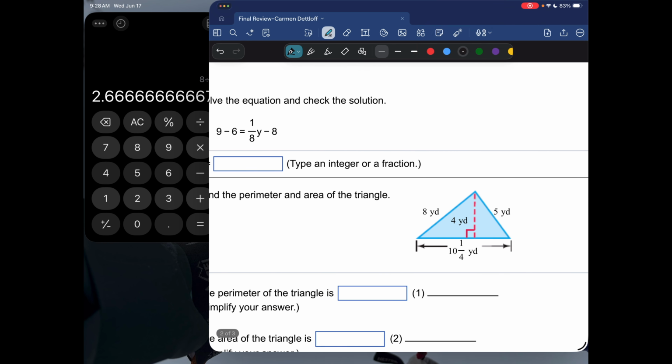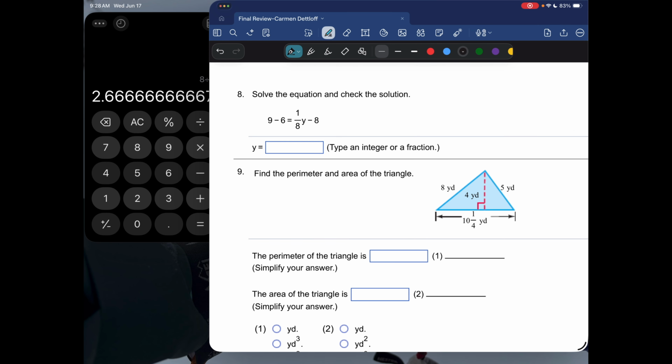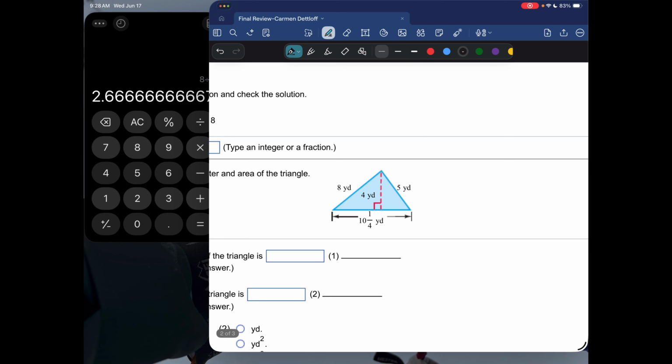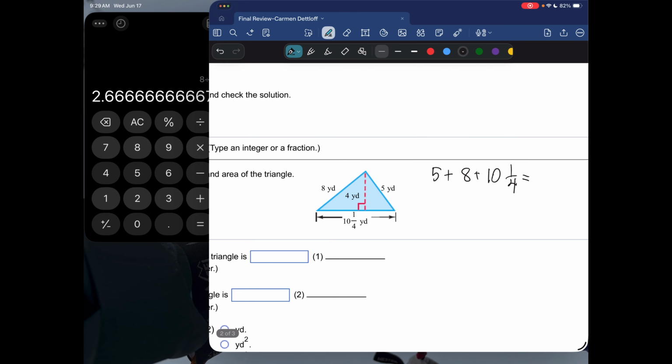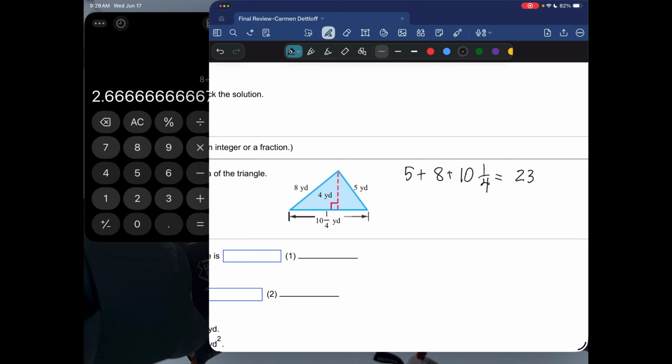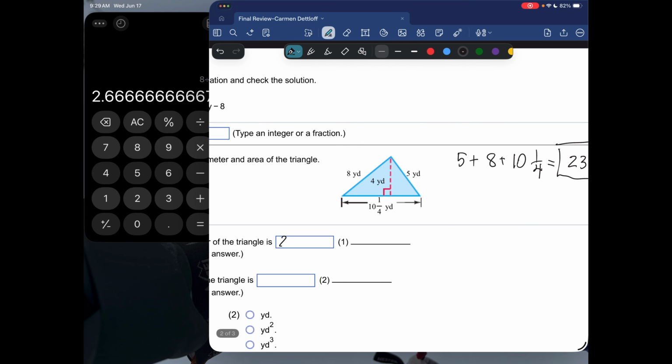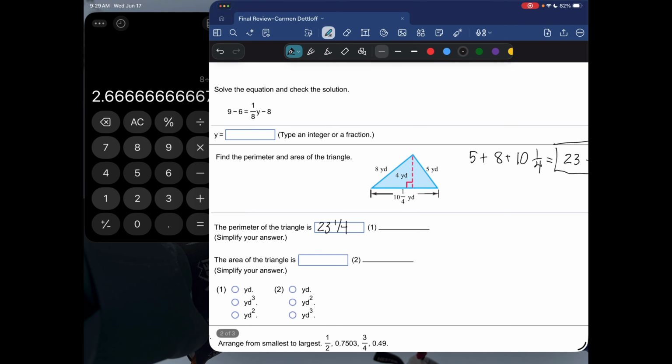Okay. Find the area and perimeter of the triangle. Perimeter is just all the outside edges, so I'm going to add those up. I have 5 plus 8 plus 10 and a quarter. So I'm going to add my whole numbers up. 10 plus 8 plus 5 gives me 23, and then I've got this quarter left over, and that sticks around for the ride. That is my perimeter. And then I make sure I've got my units. It's a length, so it's going to be in terms of yards, because measuring a piece of string would be yards.